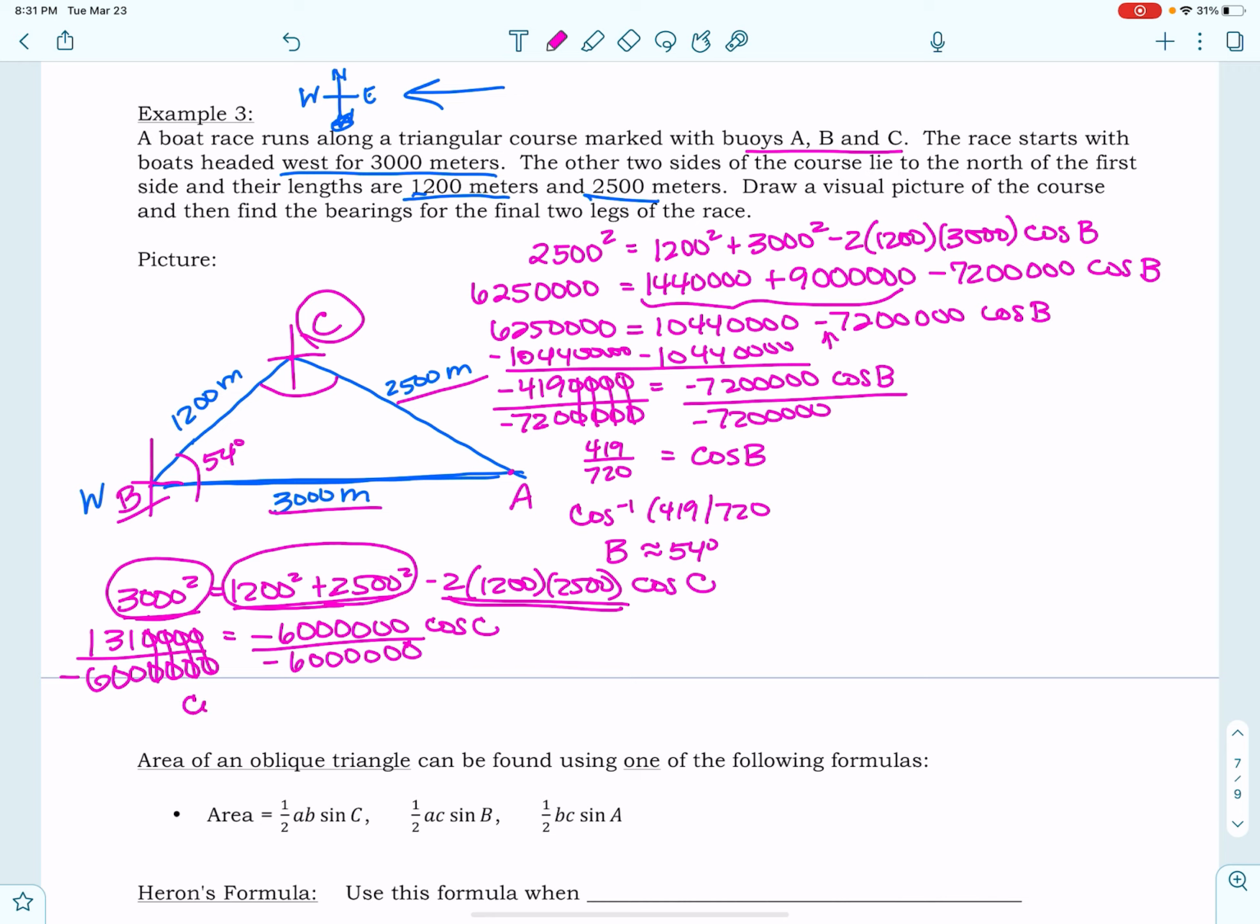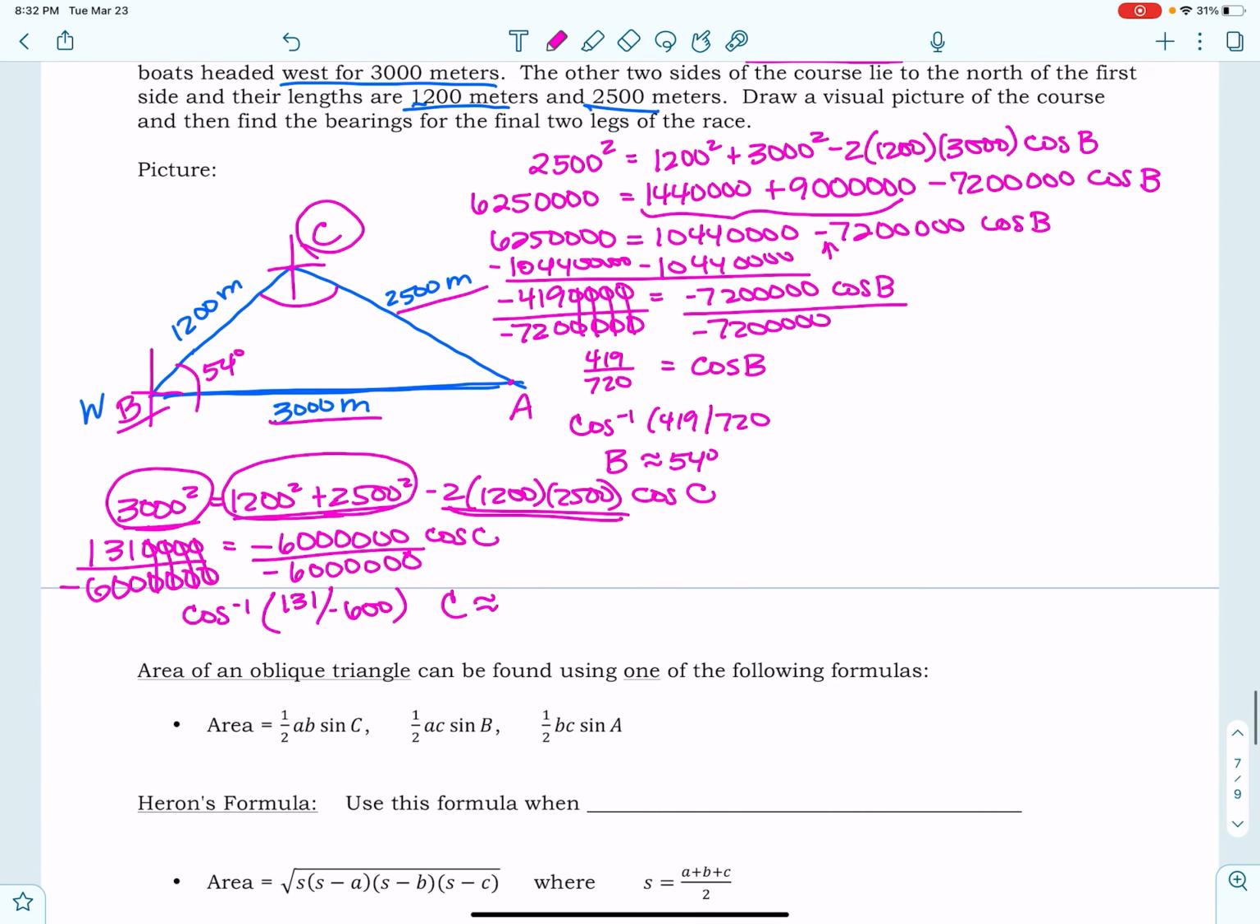Okay, so all of those go away. So I'm going to type into my calculator cosine inverse of 131 divided by negative 600, and that's going to give me, for C, approximately 103 degrees. All right, so I've got 103 degrees for this right here.